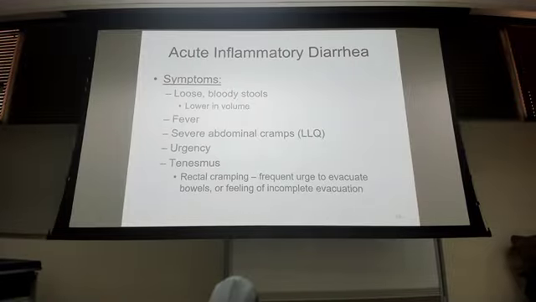Symptoms, acute inflammatory. We said loose and bloody. Lots of times this is lower in volume than your non-inflammatory, which is watery, because now we've got blood and sometimes some pus in the feces. Fever, severe left lower quadrant cramping. Urgency, like I said, full devotion towards the toilet. You've got to be near it. Tenesmus, that's that rectal cramping. I feel like I need to go, or I feel like I've incompletely evacuated the feces. That's a constant cramping and feeling like you have to go. Urge to evacuate the bowels.